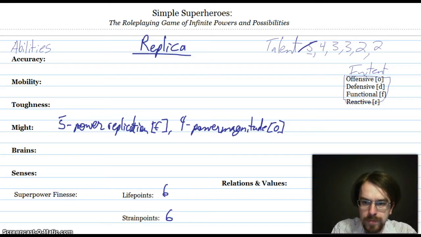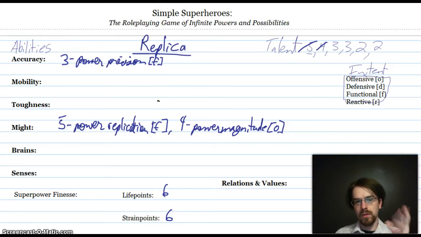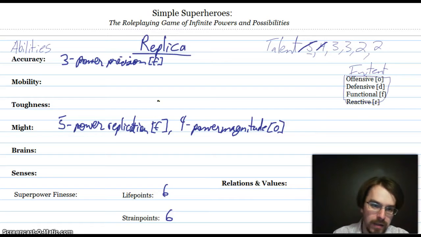Second thing we're going to give her is a rank 3 power precision talent, which is functional. So that's about if she's trying to do something that requires more precise manipulation of a power. Say if she's trying to fly, or if she's trying to use magnetism powers to turn a doorknob or something like that, she would be able to roll her power precision and use that talent to reflect those sorts of abilities. And really anything functional, she'll be rolling that.